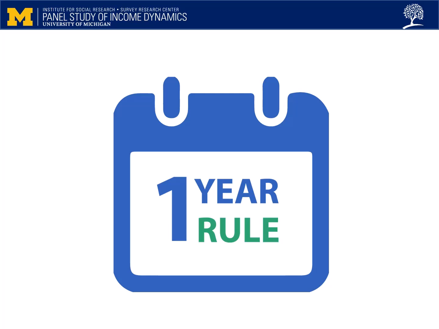Applying the 1-year rule correctly is very important because it impacts all relationship to reference person assignments. Partner status triggers much more data to be collected.